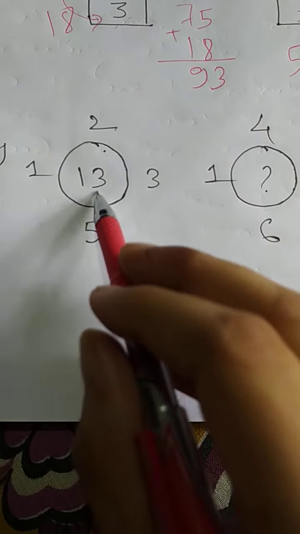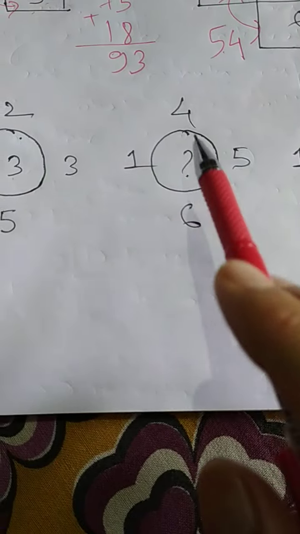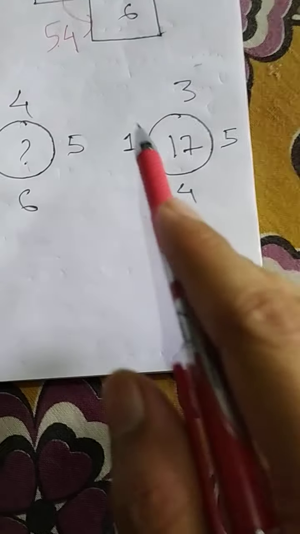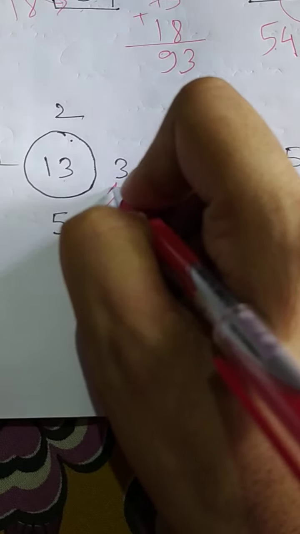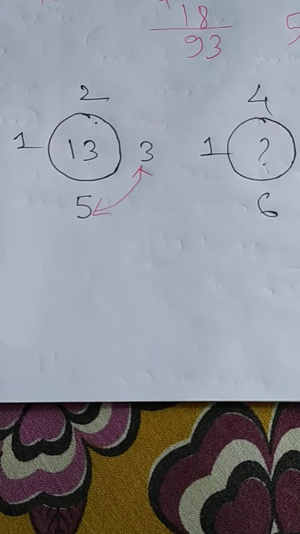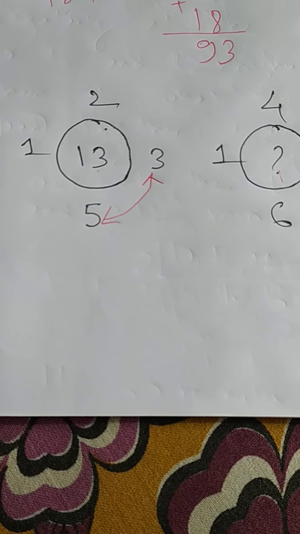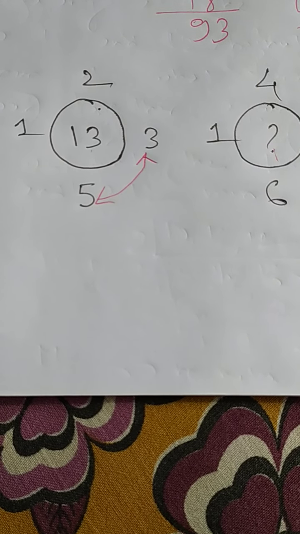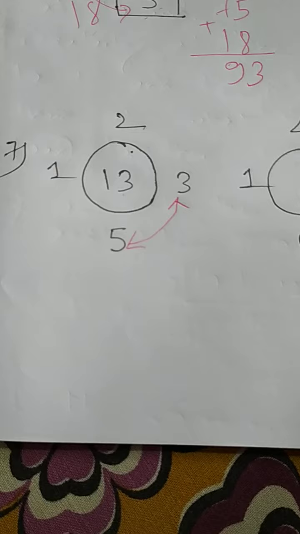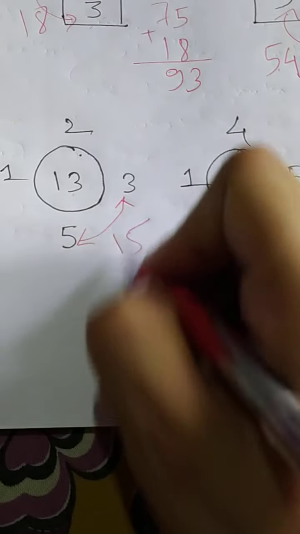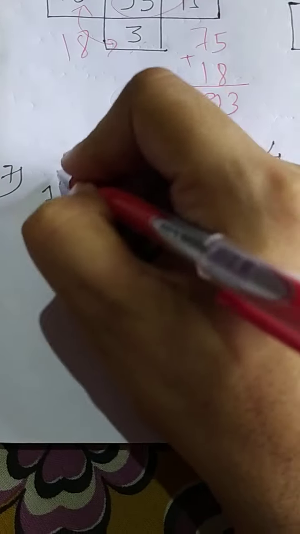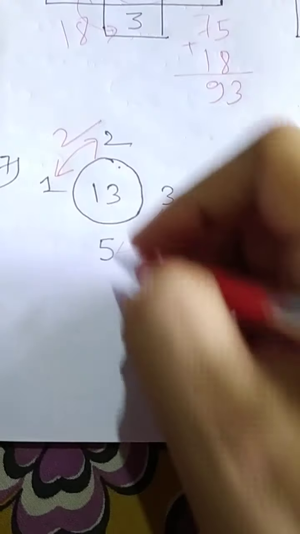Now this one, the last one. Here is 1, 2, 3, 5, 13. 1, 4, 5, 6, this one you have to find out. And 1, 3, 5, 4, again 17. So how? Again see. First you multiply these two numbers, 5 3. Now see, this type of pattern you have to understand. You have to multiply or you have to subtract. First you have to understand the pattern, then you have to do it. So 5 3s are 15. And if you multiply these two, 2 1s are 2.